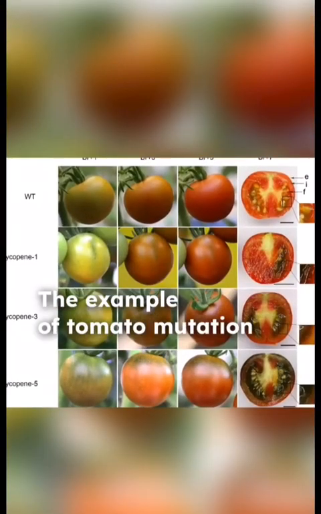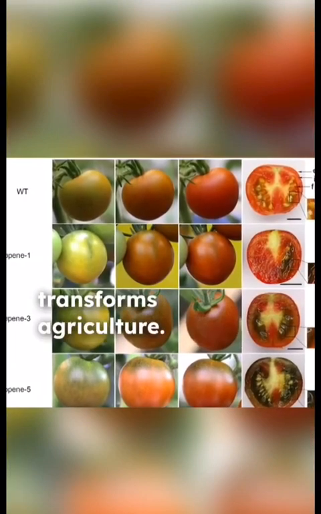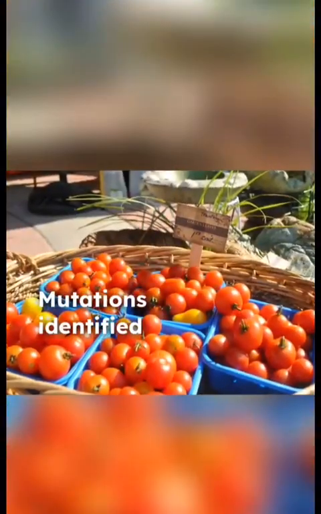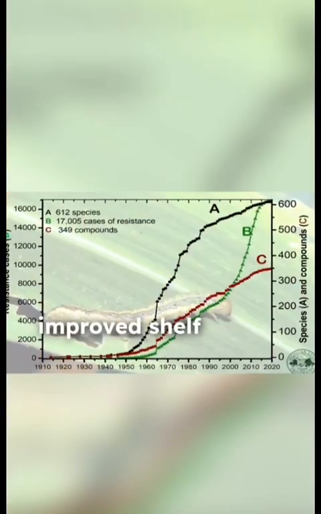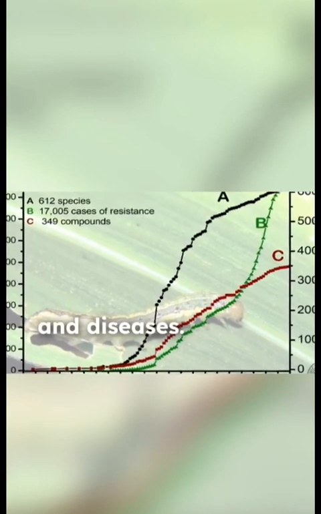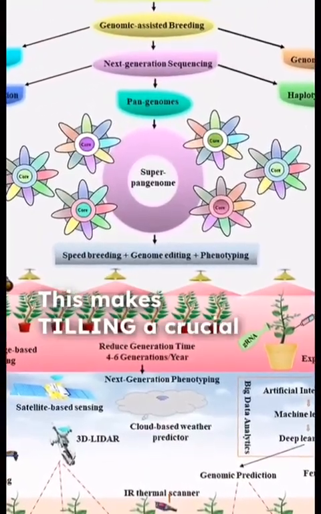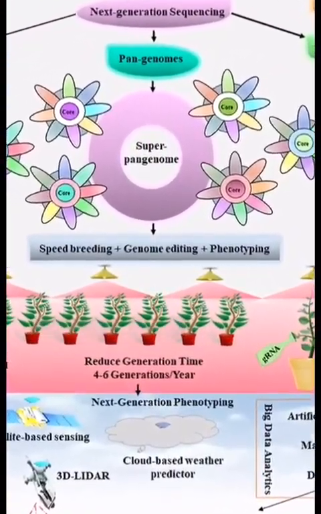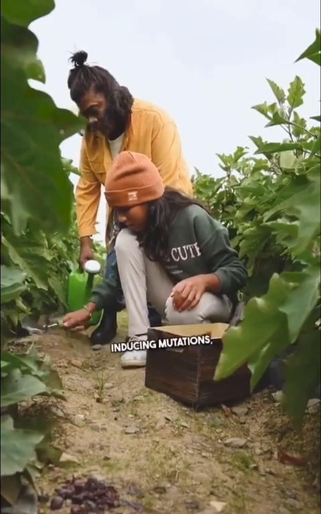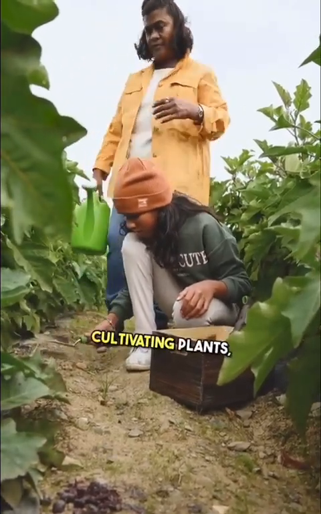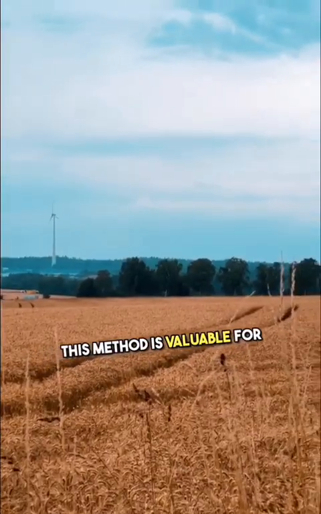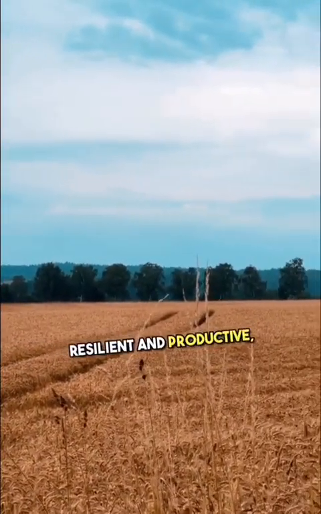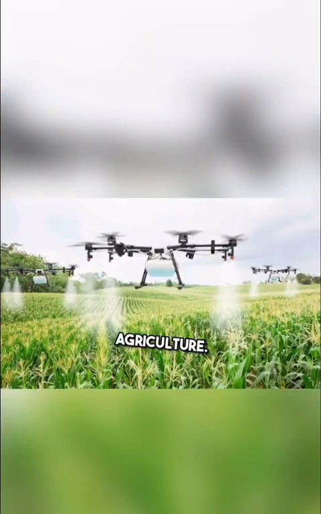The example of tomato mutation breeding shows how TILLING transforms agriculture. Mutations identified through this process have led to tomatoes with higher yields, better taste, improved shelf life, and resistance to pests and diseases. This makes TILLING a crucial tool for modern crop improvement. To summarize, the TILLING process involves inducing mutations, cultivating plants, extracting DNA, and using advanced molecular techniques to detect beneficial mutations. This method is valuable for creating crops that are more resilient and productive, which is crucial in modern agriculture.